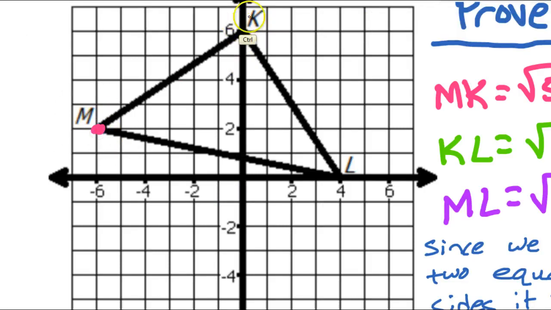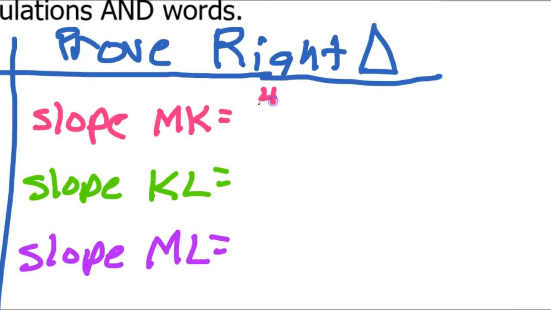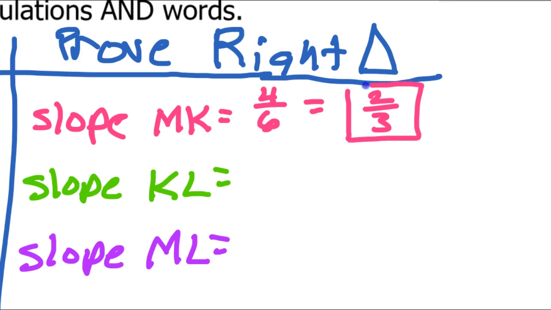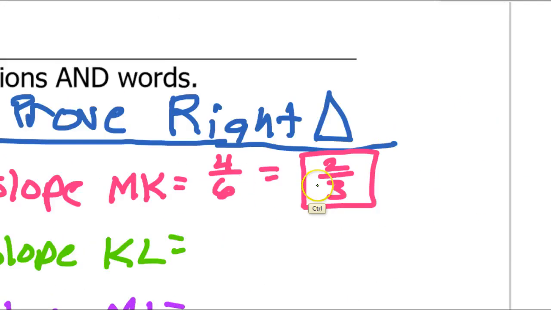Here's M, here's K. I need the rise and the run. The rise is 4, and the run is 6. Rise over run, that's 4 over 6. So I have slope 4 over 6, which reduces down to 2 over 3. So there's my first slope. Also, notice that this rises. It's going uphill, so that's positive. Make sure that you have a positive slope.